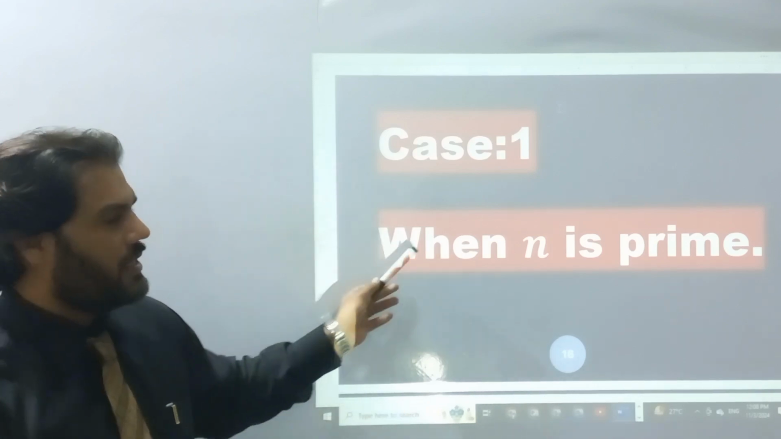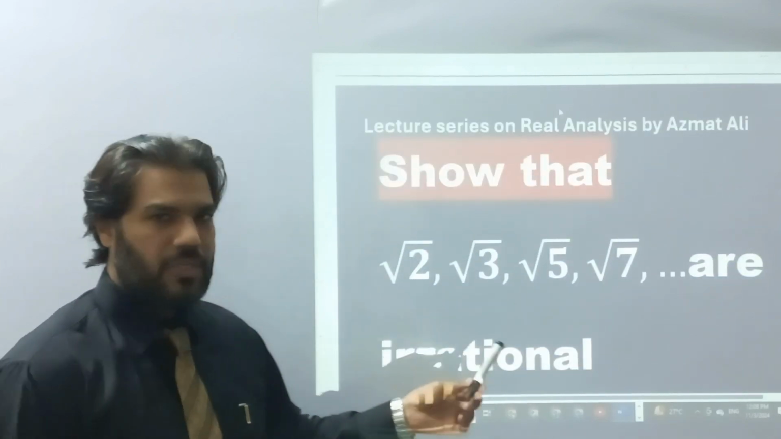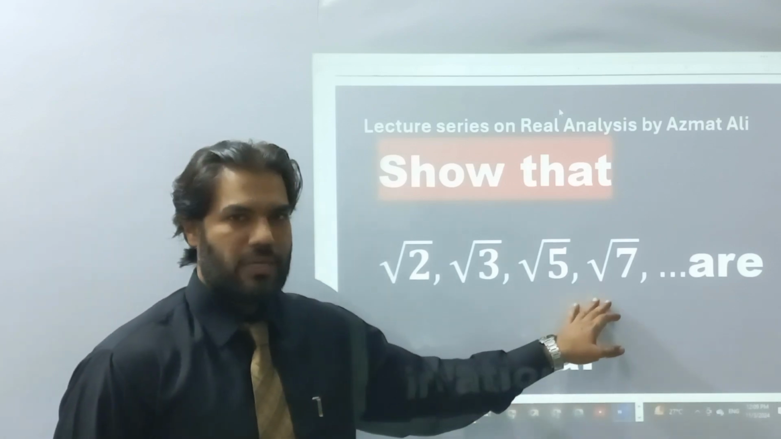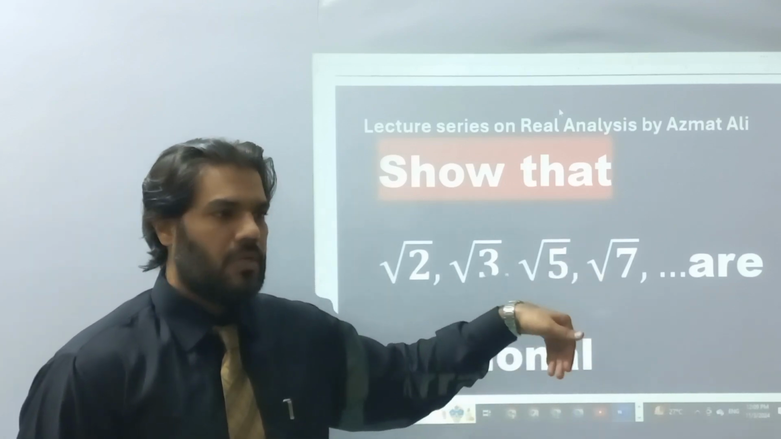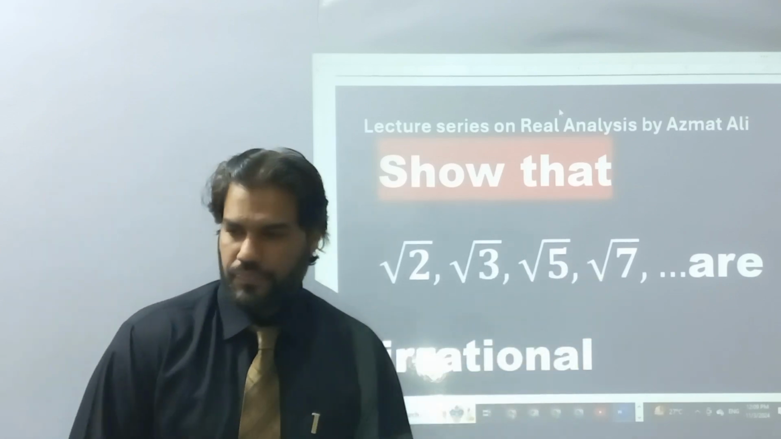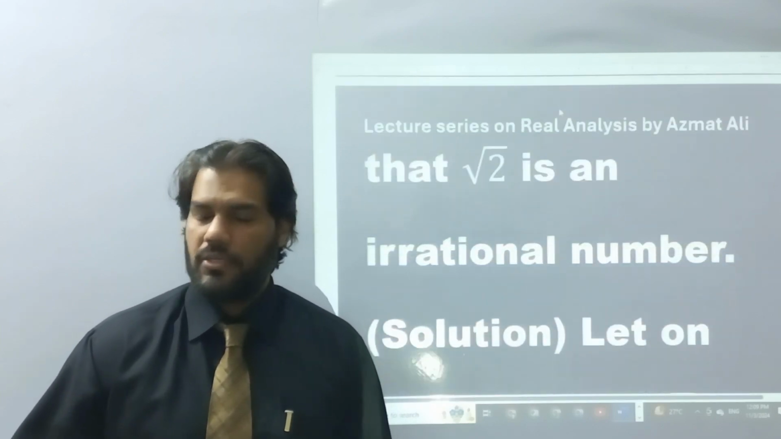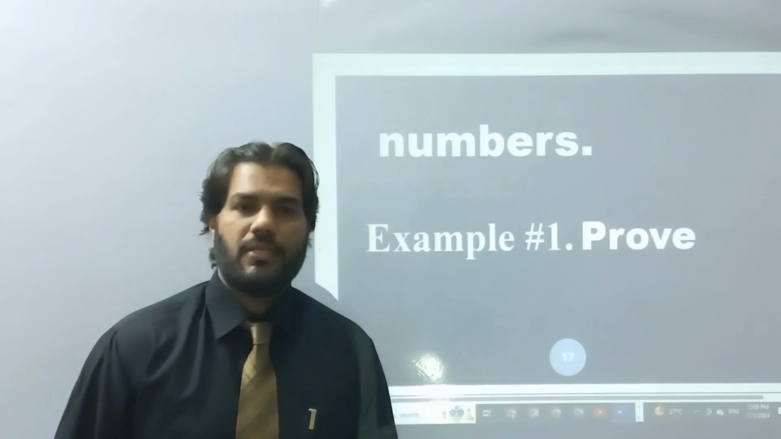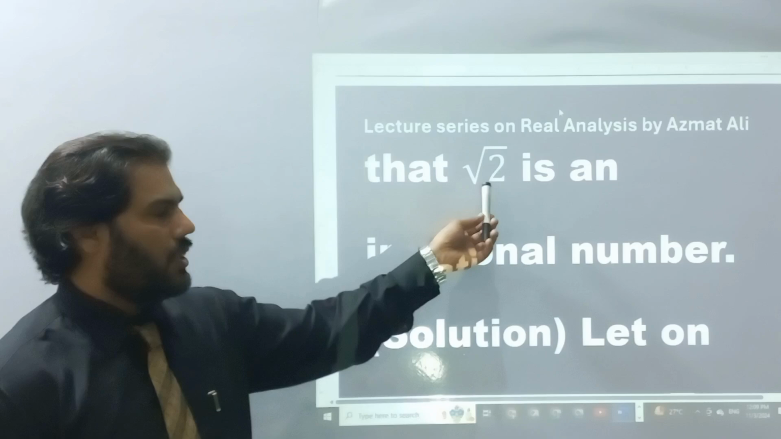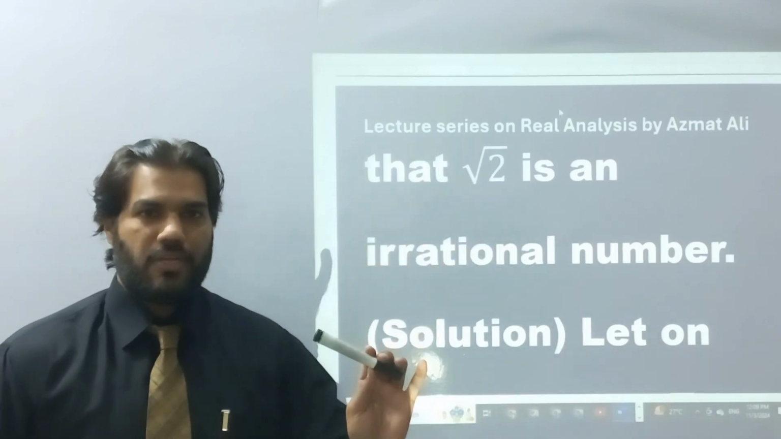In case number 1, when n is a prime number, we will show the irrationality of this square root. That is, we will show that square root 2, square root 3, square root 5, square root 7, square root 11, square root 13 are all irrational numbers. Firstly we will show that square root 2 is an irrational number. You can see that 2 is a prime number, so square root 2 will always be an irrational number.